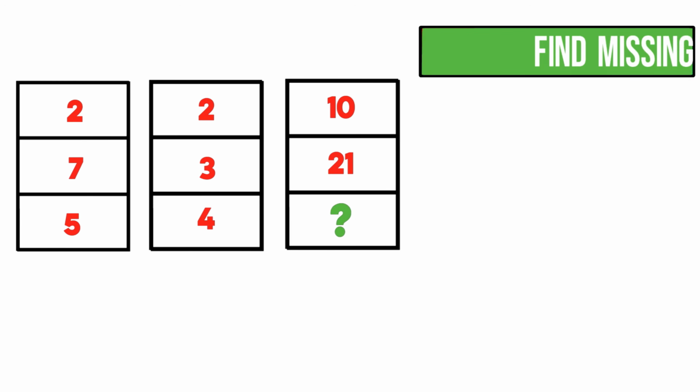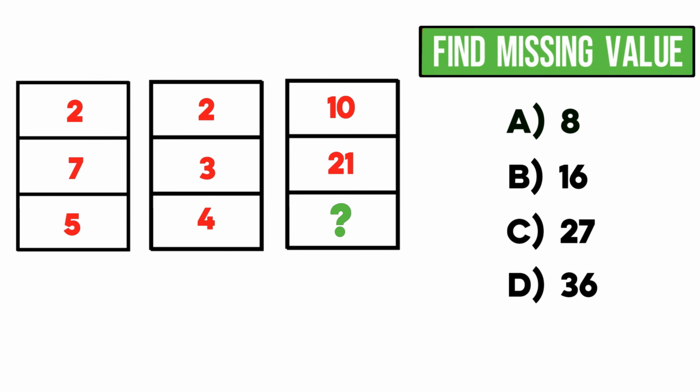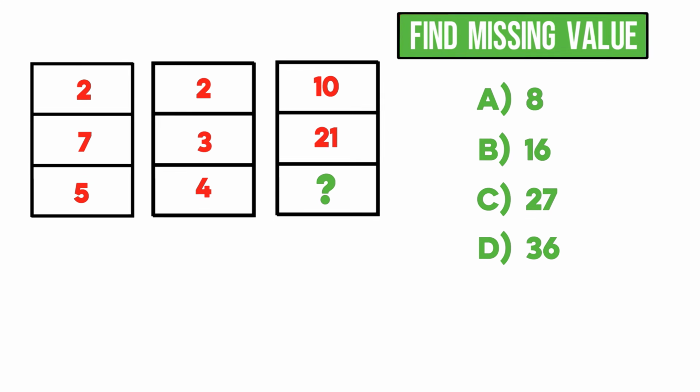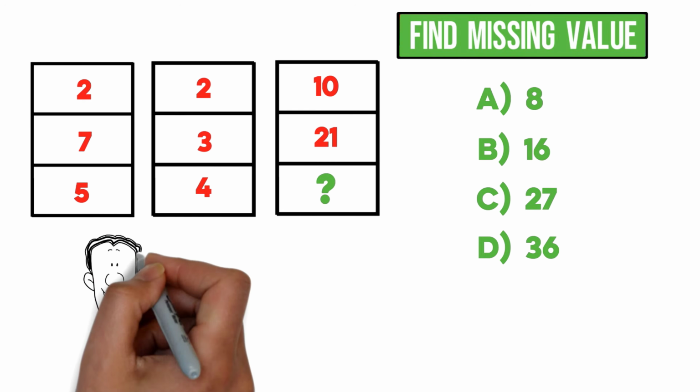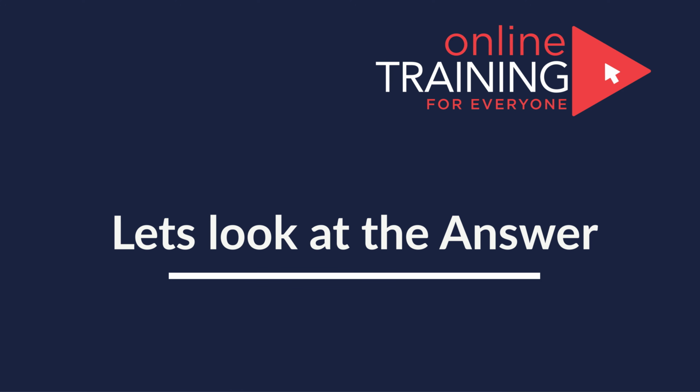You need to find the missing value, and you have 4 choices to choose from. Choice A, 8. Choice B, 16. Choice C, 27. And choice D, 36. Do you think you can recognize missing value? Give yourself 5 to 10 seconds to see if you can come up with the answer. Did you figure out the solution? Let's continue to see how we can get to the correct solution together.